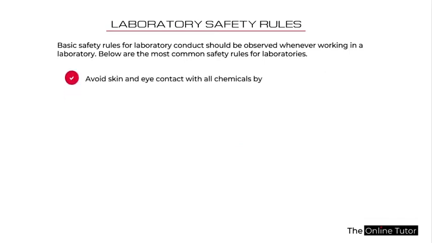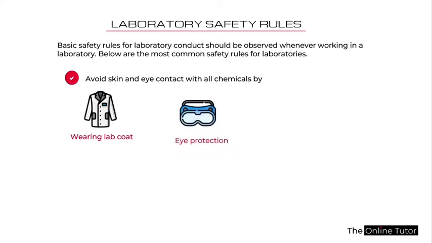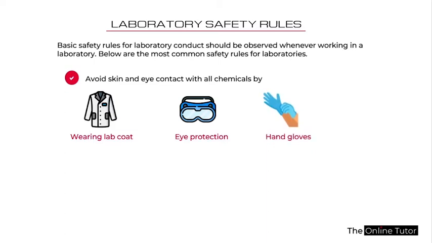So the next one I want to look at is for you to avoid skin and eye contact with all chemicals. You do this by wearing your lab coat. Make sure you wear a long sleeve lab coat that covers your arm and everything. And then you wear eye protection, wear safety goggles, wear eye protection at all times when you are carrying out experiments in the laboratory. And make sure to wear hand gloves to avoid the spillage of chemicals onto your hand that may cause potential harm to your skin.